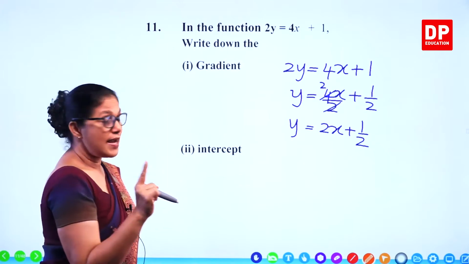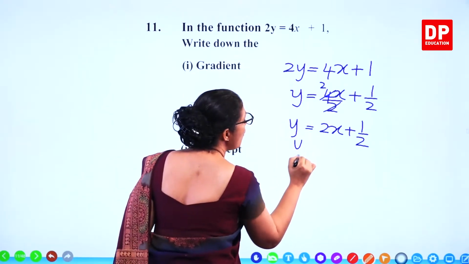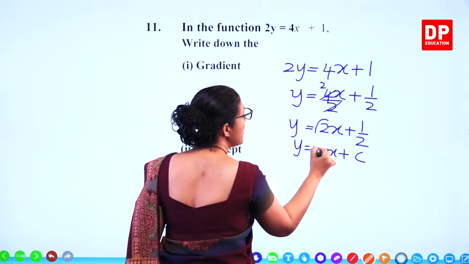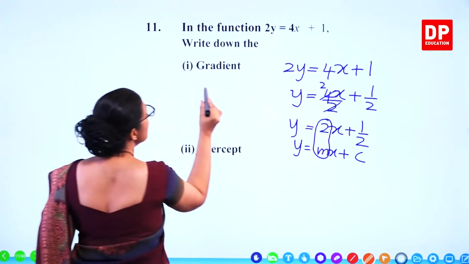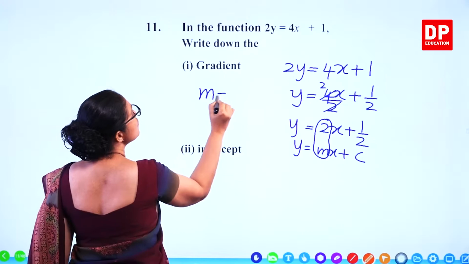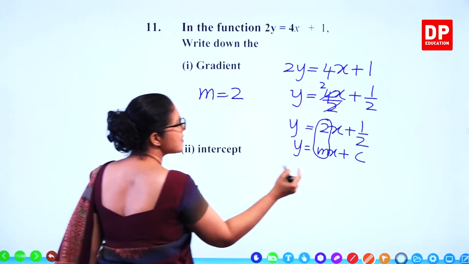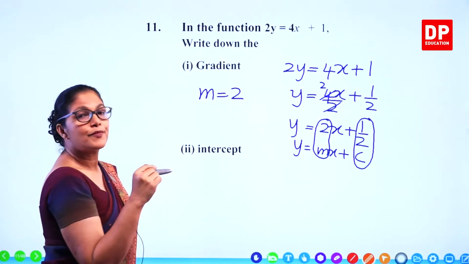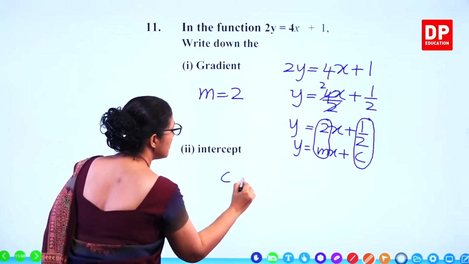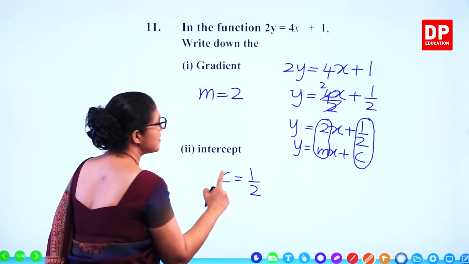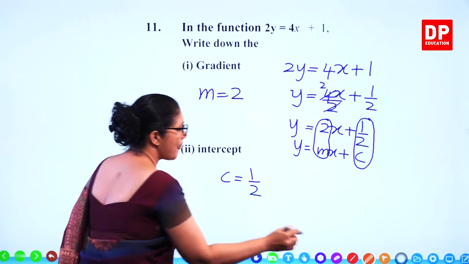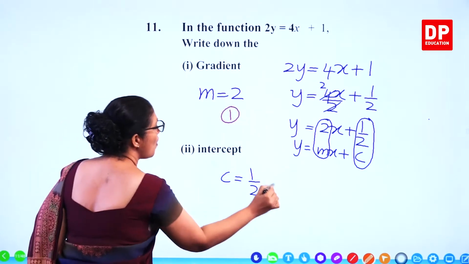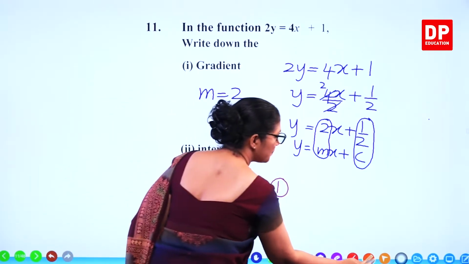Then what is the gradient? So this is in the form of y equals mx plus c. So m becomes 2. That's the gradient. Gradient is 2. What's the y-intercept? Y-intercept is this coefficient. So c equals half. So that's the intercept. So you get 2 marks, 1 for finding gradient, 1 for intercept.